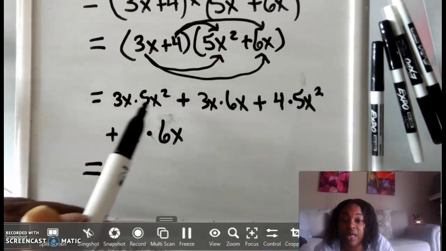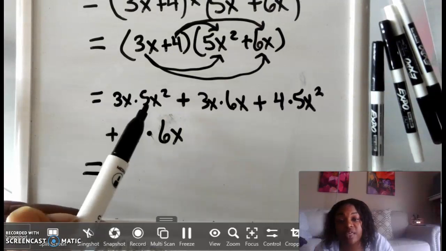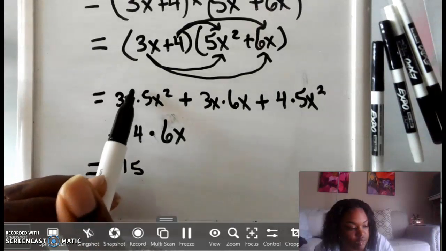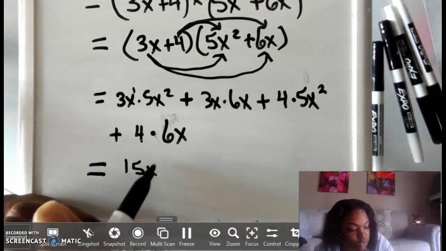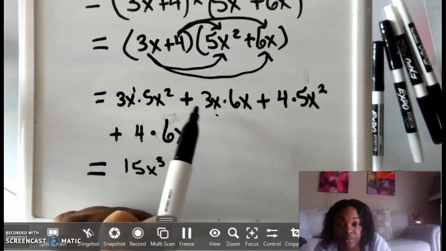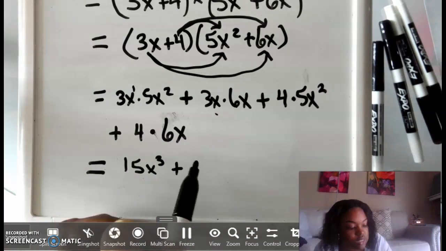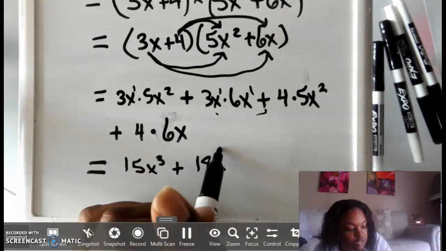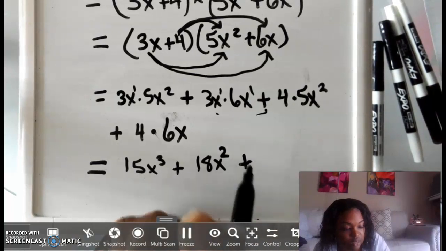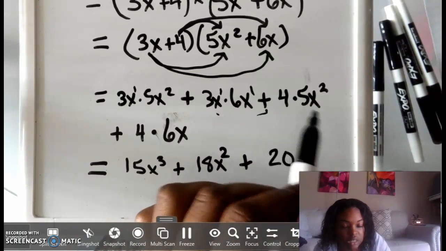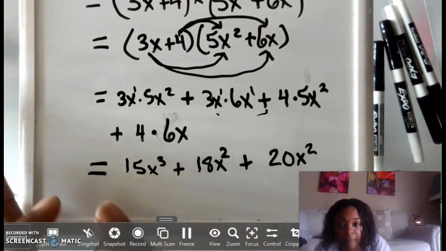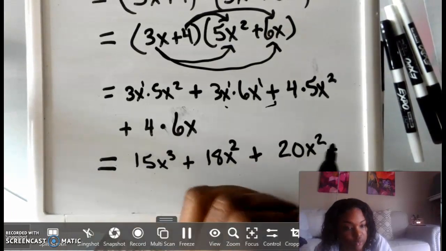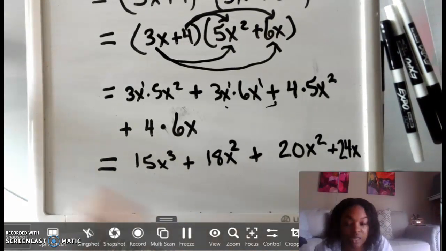Alright, so multiplying, remember that you multiply the coefficient, so 3 times 5 is 15. Add the exponent, there's the imaginary 1 here, so x cubed. Plus, bring down the plus sign. 6 times 3 is 18. X stays the same. 1 and 1 is 2. Bring down the plus sign. 4 times 5 is 20. X squared, bring that down. And then plus 6 times 4 is 24. Bring down the x.